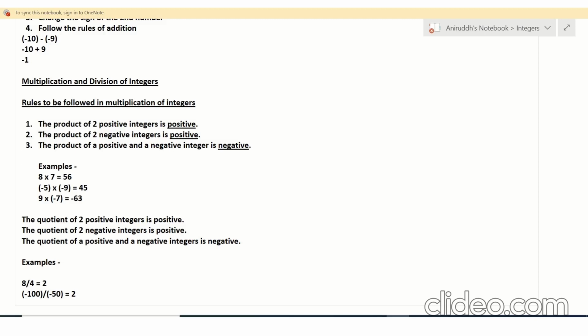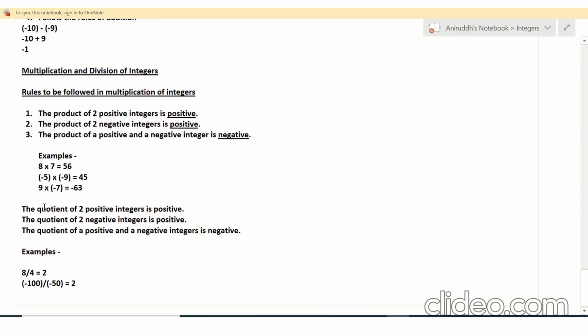Now we'll take a positive and a negative integer. 30 divided by -10 will give you a negative integer. So the quotient of a positive and a negative integer is negative.